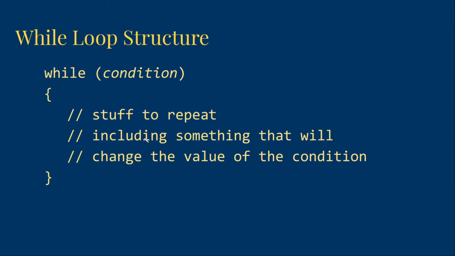Inside, we have the stuff we want to repeat, including something that's going to change the value of the condition. So what will happen is if the condition is true, we're going to execute what's in between the curly braces and then come back to the while and test the condition again. When the condition becomes false, we're going to fall out of the loop and move on to the rest of it.